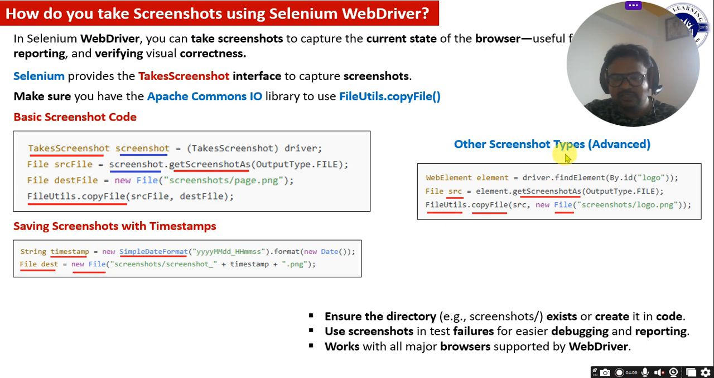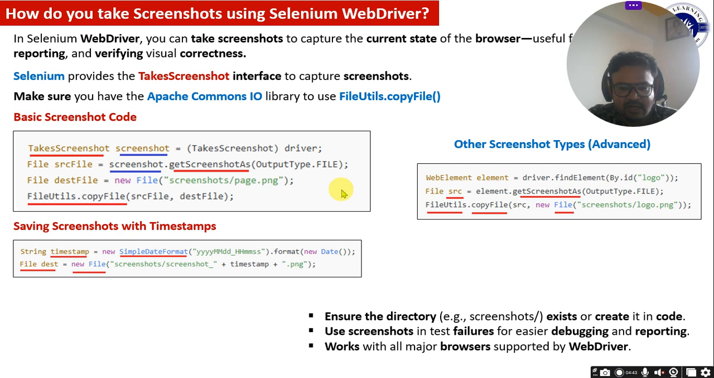The other screenshot type you can write like this: WebElement element = driver.findElement, File source = element.getScreenshotAs, and FileUtils.copyFile from source to the new File. This is another syntax, a shortened version of the basic syntax. You can also write your code this way, but in an interview, the basic version will be the easiest way to explain your code. Always remember the TakesScreenshot interface and the getScreenshotAs method that you use with OutputType.FILE.